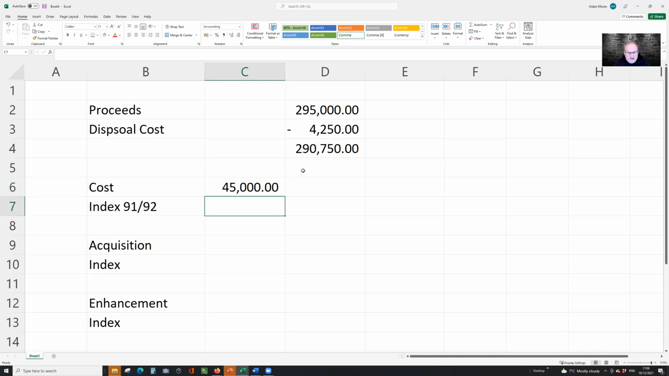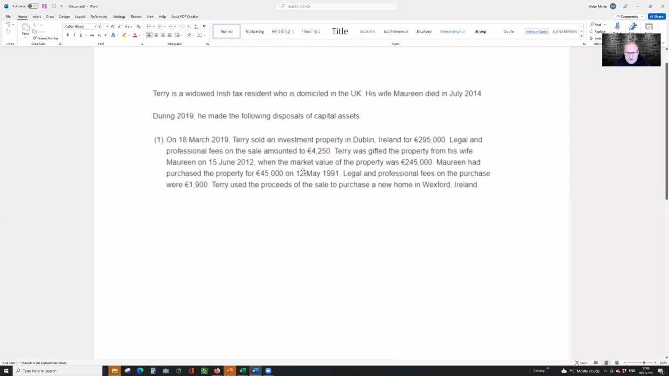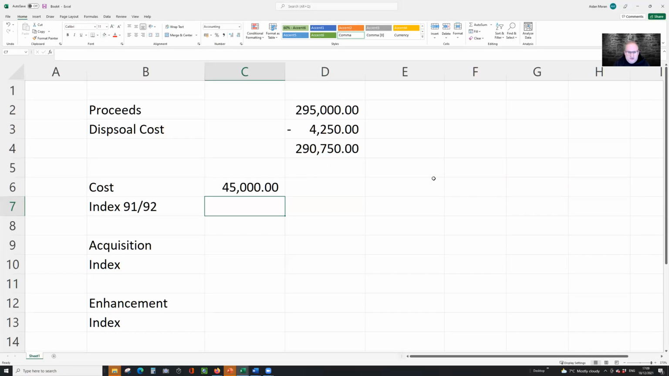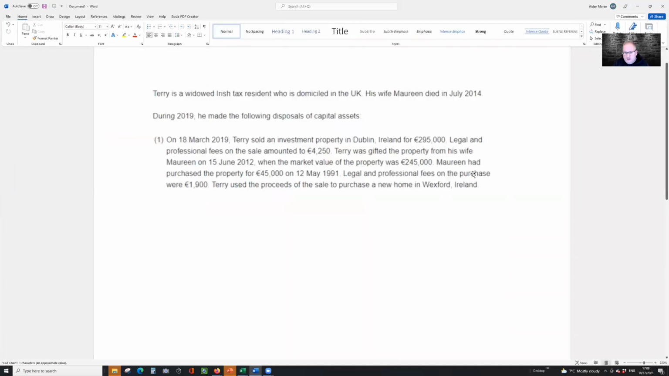So I need to look at my indexation factor for 1991, 1992. Brilliant. Legal and professional fees on the acquisition were 1,900. Okay, so it's going to be acquisition costs, and there was no enhancement expenditure, so I'm just going to delete that for the moment. Terry used the proceeds of the sale to purchase a new home in Wexford. I don't really care what he used the proceeds for. And I'm assuming, because it's an investment property, it's not a PPR, so PPR relief is not going to apply in this example.